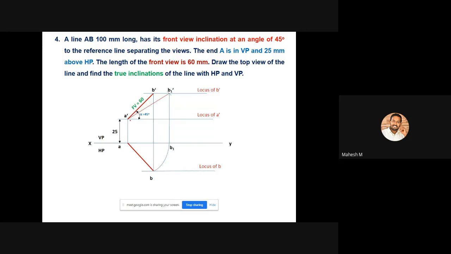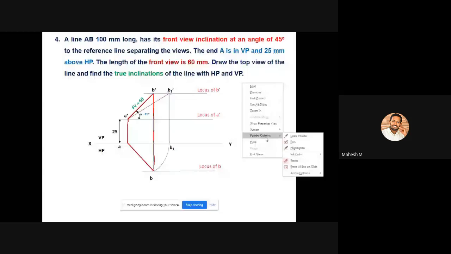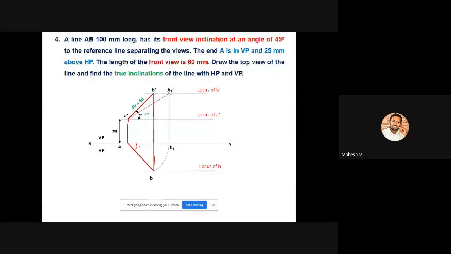Please remember one thing: the starting point of the front view and the starting point of the top view will be in the same vertical line. Similarly, the ending point of the front view and the ending point of the top view are in the same vertical line. So this one is our top view. Also you can measure the angle of this top view, and you can name it as beta.